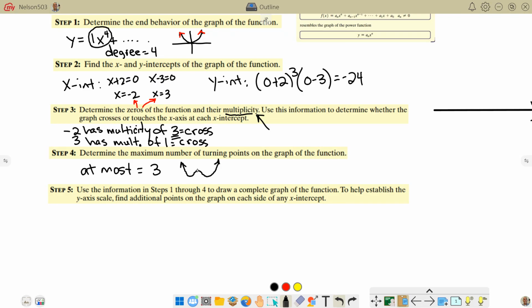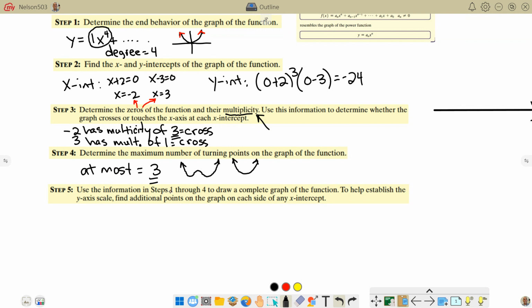Like there's 1, 2, 3. It doesn't have to have that many. Like it could look like this, right? A fourth degree polynomial could have just 1 turning point. So that's what we're trying to figure out, or at least, on our graph we're going to consider that. It's not, I don't think, the most helpful piece of information that we got. Okay.